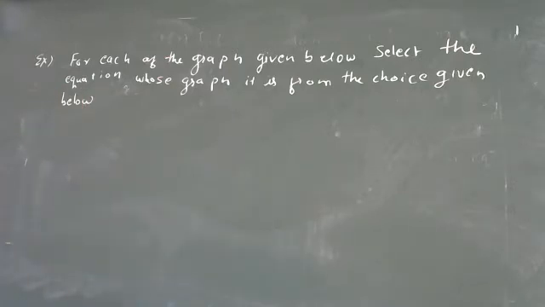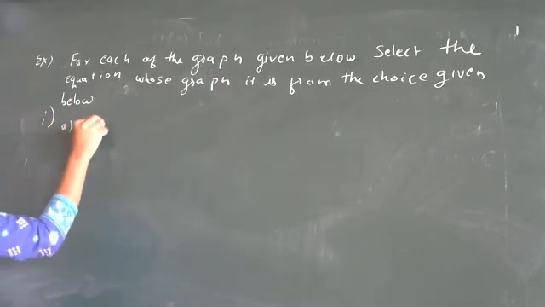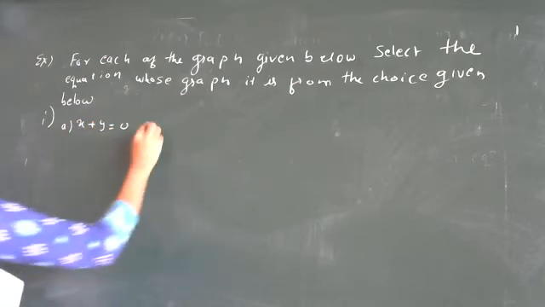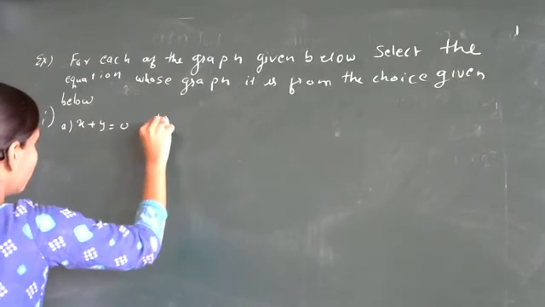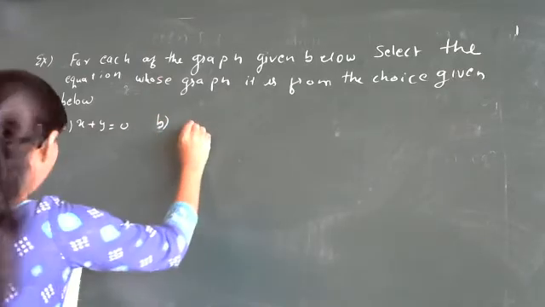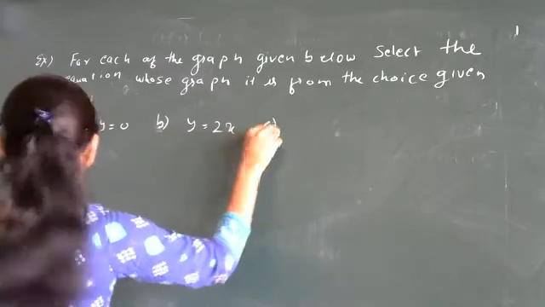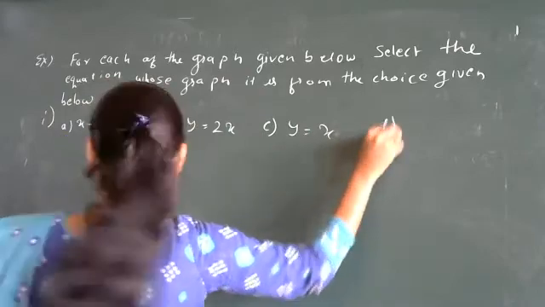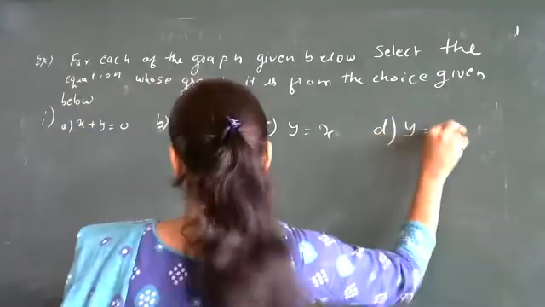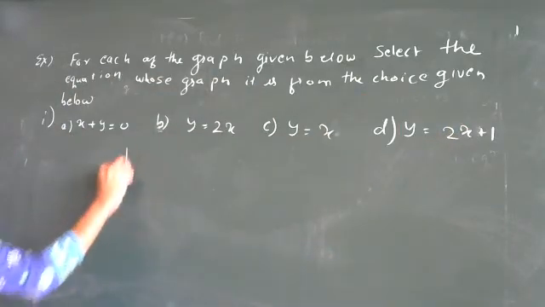So here the first will be x plus y is equal to 0. Second, we write it as y is equal to 2x, and third option y is equal to x, and fourth one is y is equal to 2x plus 1, and we are having a graph for that.